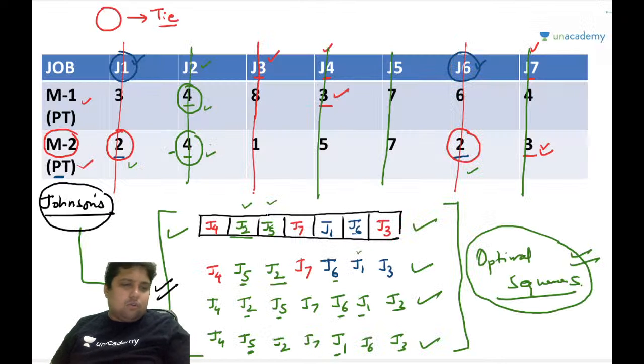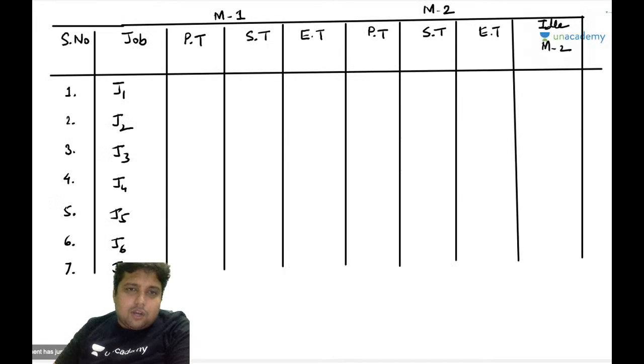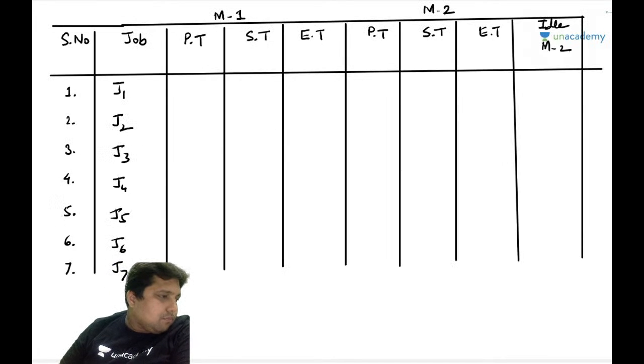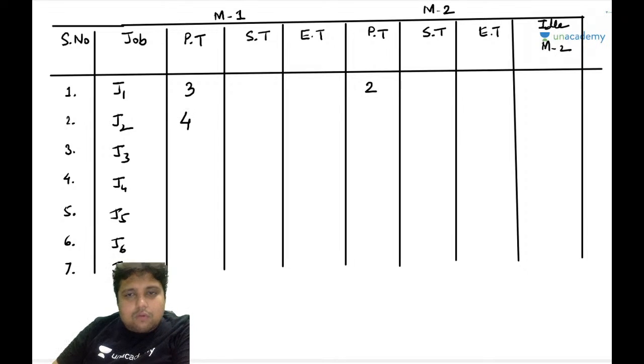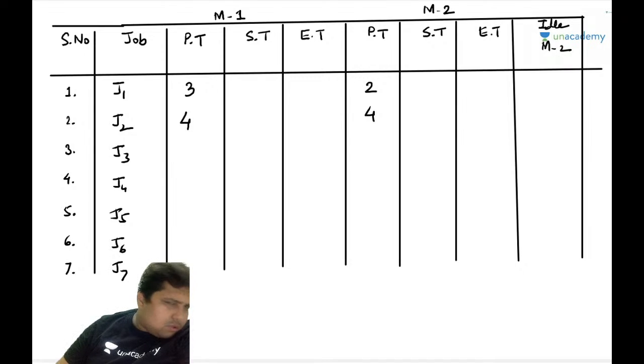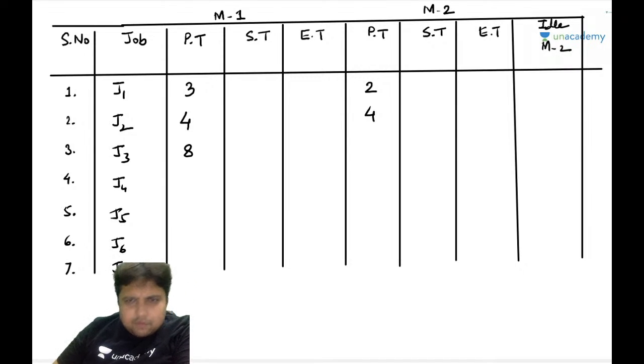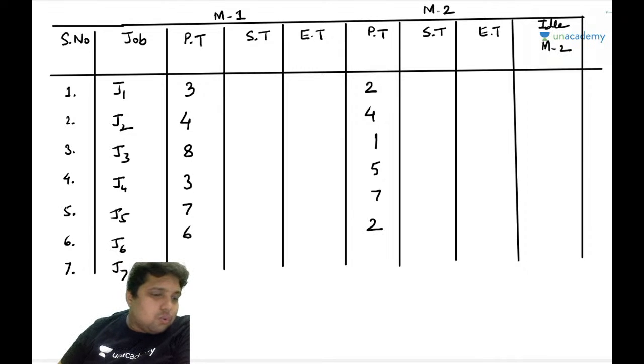So let me just note down the processing times. For job 1, 3, 2. Job 2, 4, 4. Then 8, 1. Then 3, 5. 7, 7. 6, 2. 4, 3.